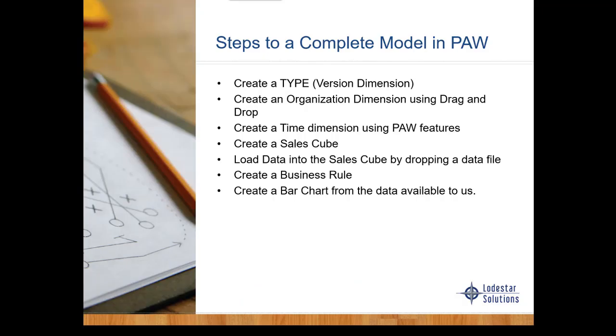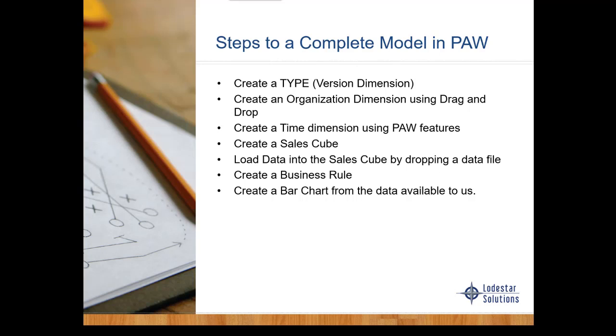First, we're going to create a type dimension, which is also considered a version dimension. We're going to create an organization dimension by using drag and drop capability. Next, we're going to create a time dimension using features in PAW. Then we're going to create a sales cube from the dimensions that are available to us.